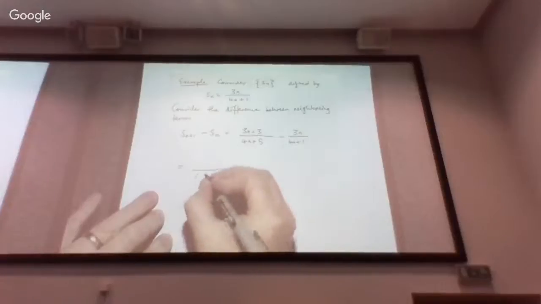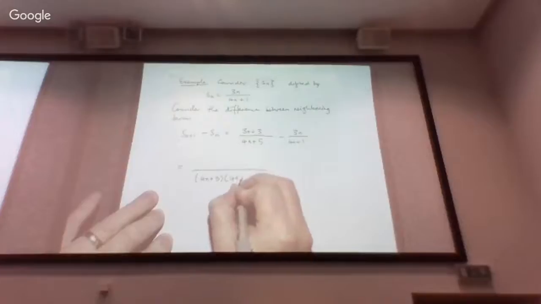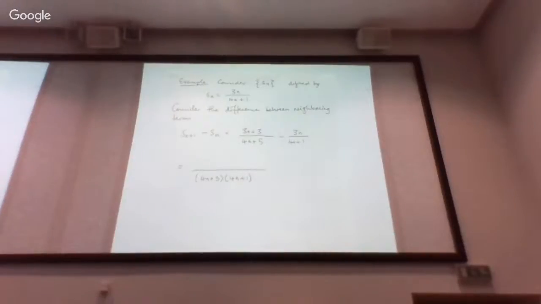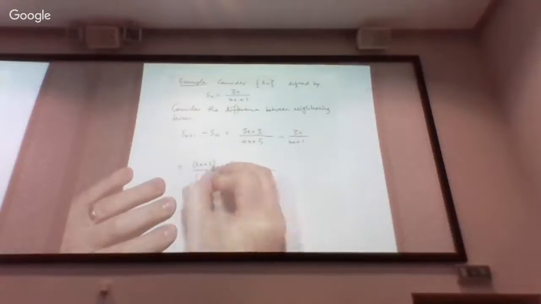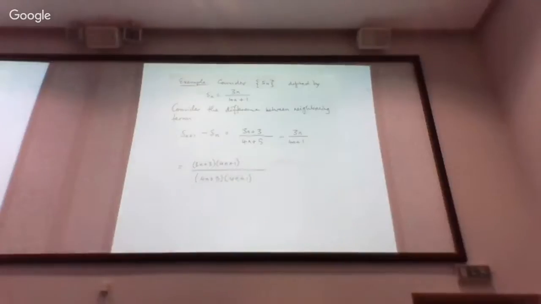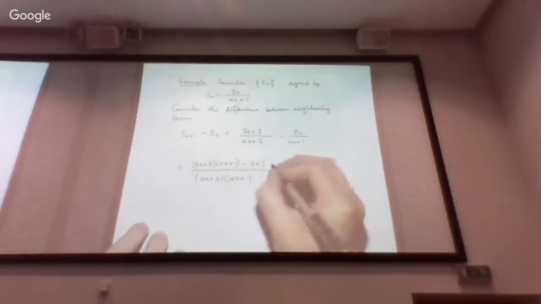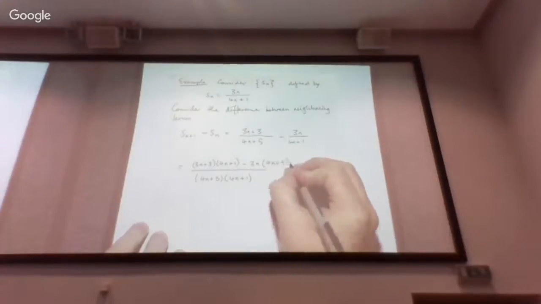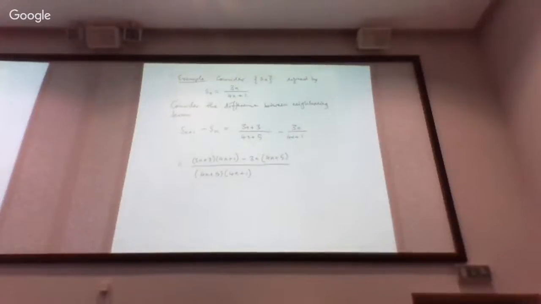How do you do that? Of course, you put them over a common denominator, and the simplest common denominator is going to be the product of the two denominators. And then the new numerator will be 3n plus 3 multiplied by, you do this cross multiplication, 4n plus 1, and then we're subtracting 3n multiplied by 4n plus 5. Okay, so that's the way we take a difference of two fractions and write it as a single fraction.